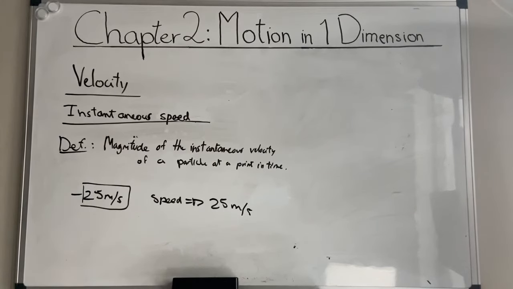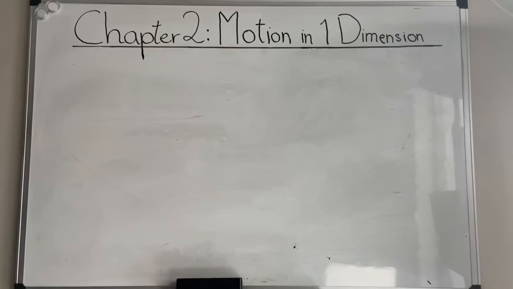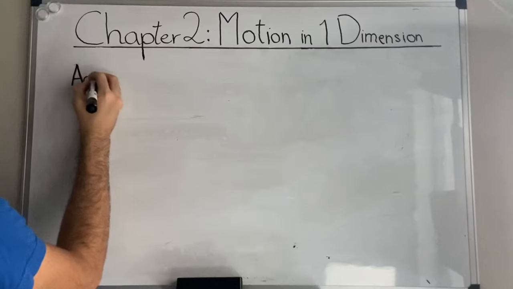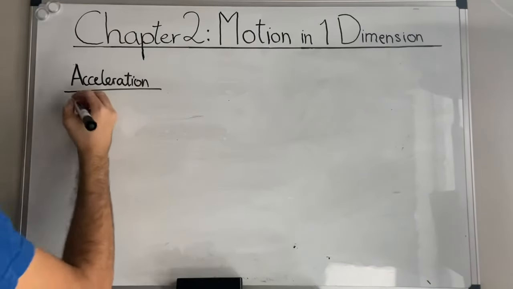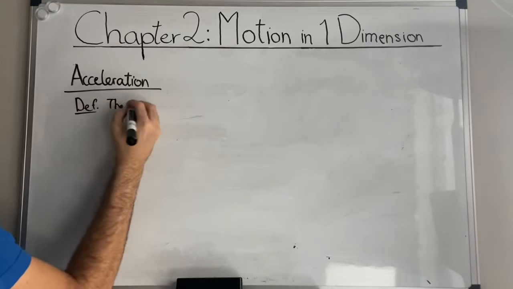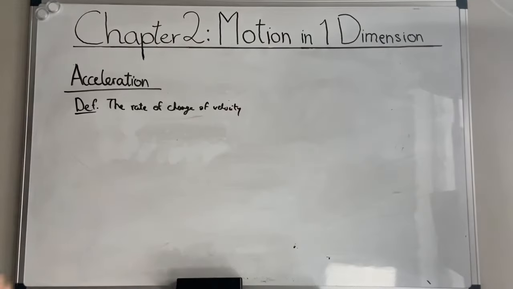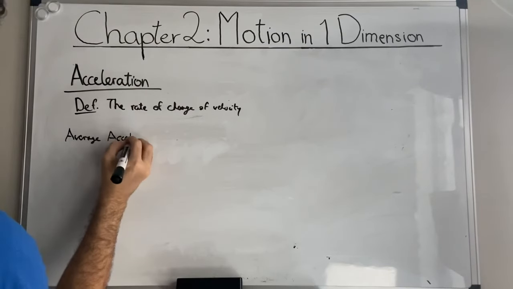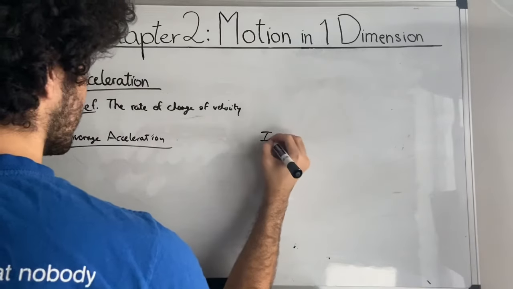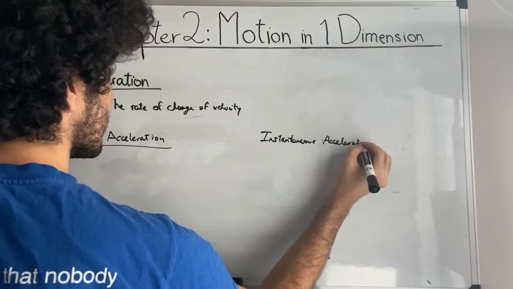All right, now we're going to start going over acceleration. Acceleration, the velocity of velocity, kind of. This is basically the rate of change of velocity. And just like velocity, we can use average acceleration, sometimes we're going to ask for that value, and sometimes we're going to look for instantaneous acceleration. For the most part of this class, we're going to be dealing with constant acceleration.